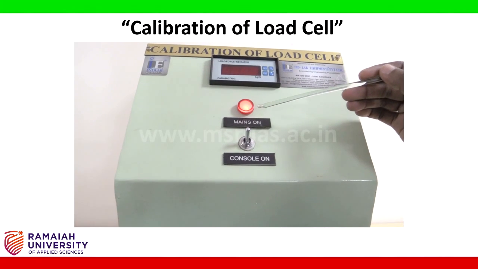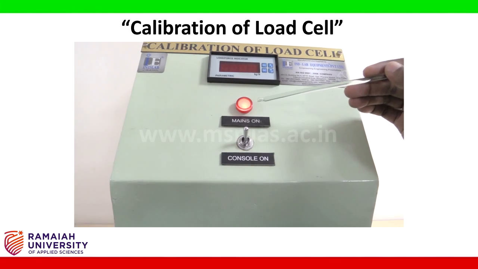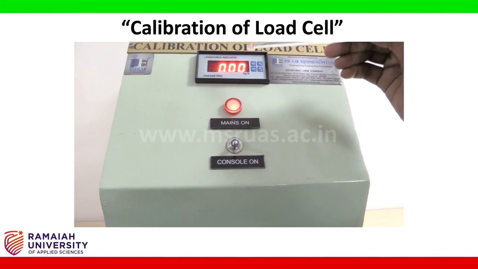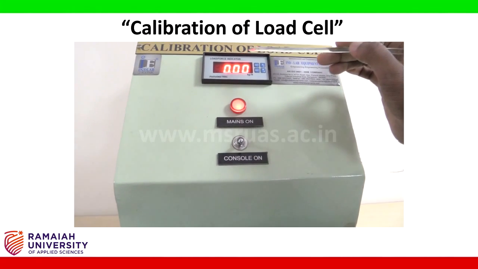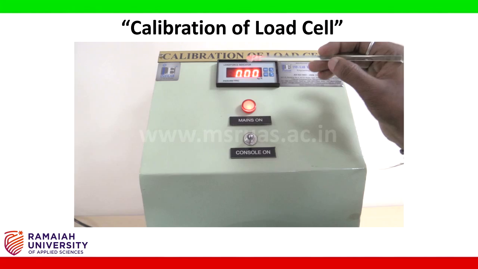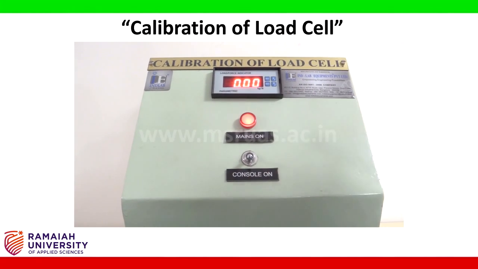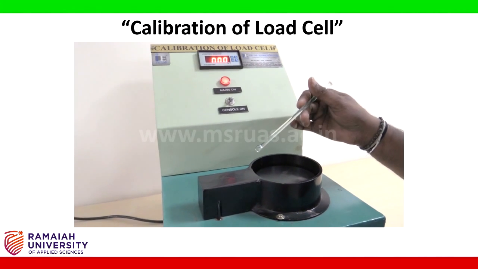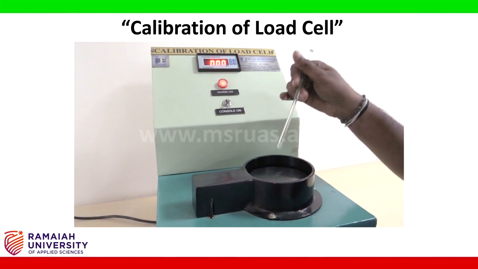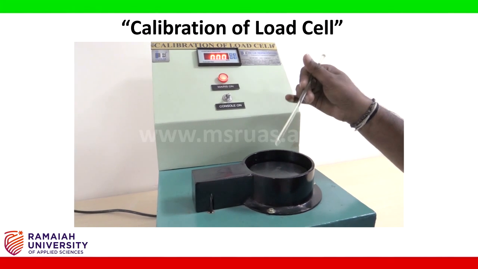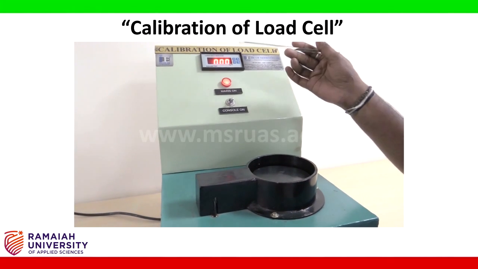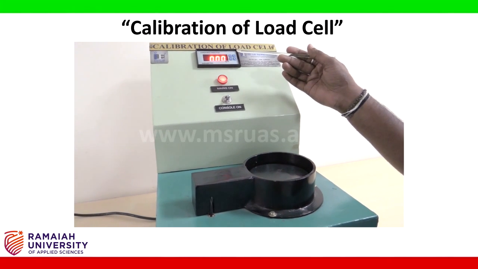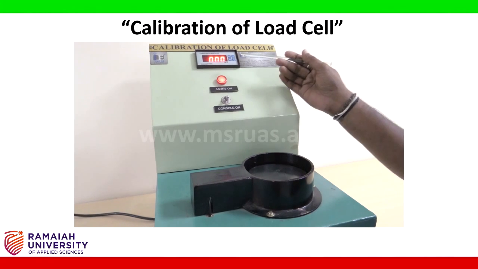Switch on the main power supply, which indicates that mains on is switched on. Next, switch on the console, which makes the display of the load indicator show a value of 0, meaning it is calibrated. Next, we put different loads on the strain gauge arrangement to find the actual load versus the indicated load, whatever we are getting from the load cell, and we find the percentage error of the actual load versus the indicated load.